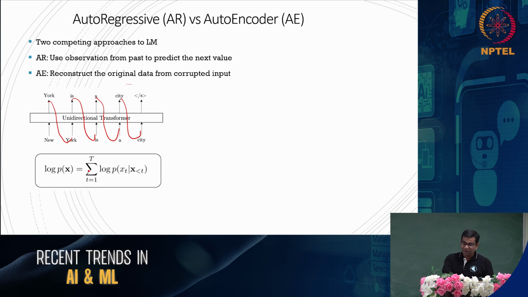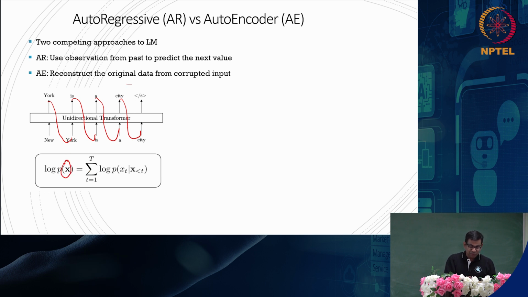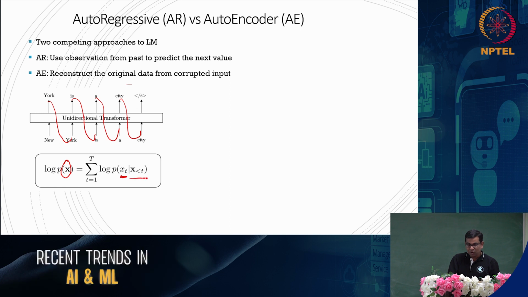Now you can decompose it. It's completely based on Markov chain. So this is your sentence. You want to maximize the probability of this, and you can decompose it. You can factorize it so that whenever you are at a current token, it depends on all the previous tokens. And you can also do it the reverse way.